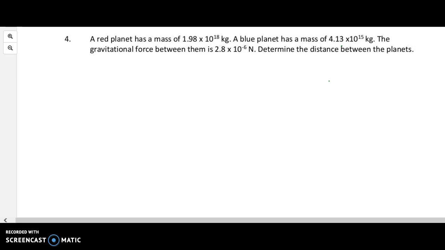A red planet has a mass of 1.98 times 10 to the 18th kilograms. All right, the blue planet has a mass of 4.13 times 10 to the 15th kilogram. And the gravitational force between them is 2.8 times 10 to the negative 6, so not a lot of gravitational force. And we're going to determine the distance between those two planets.